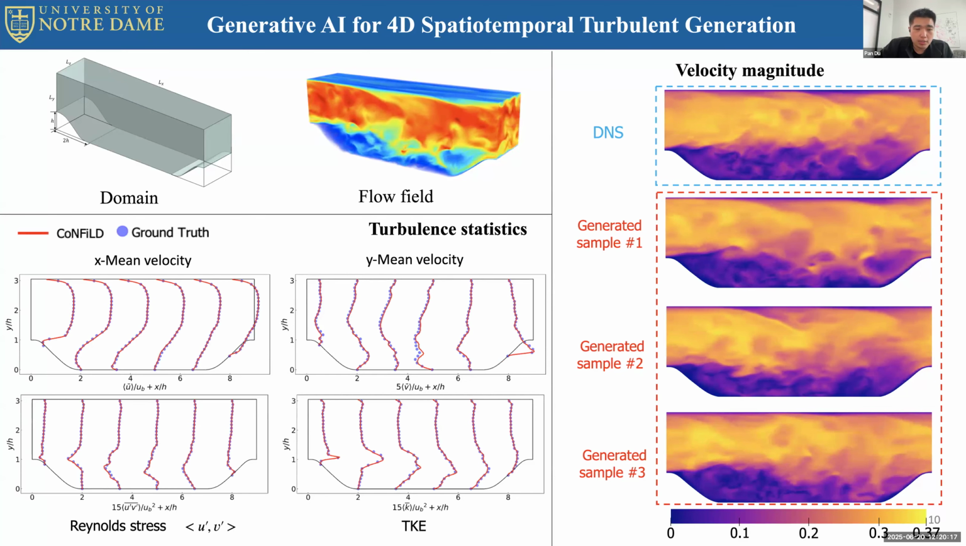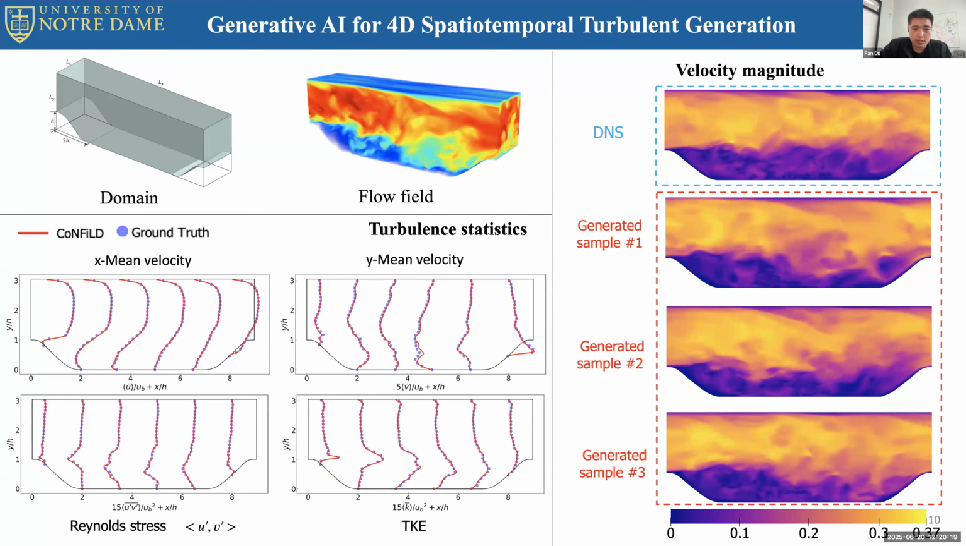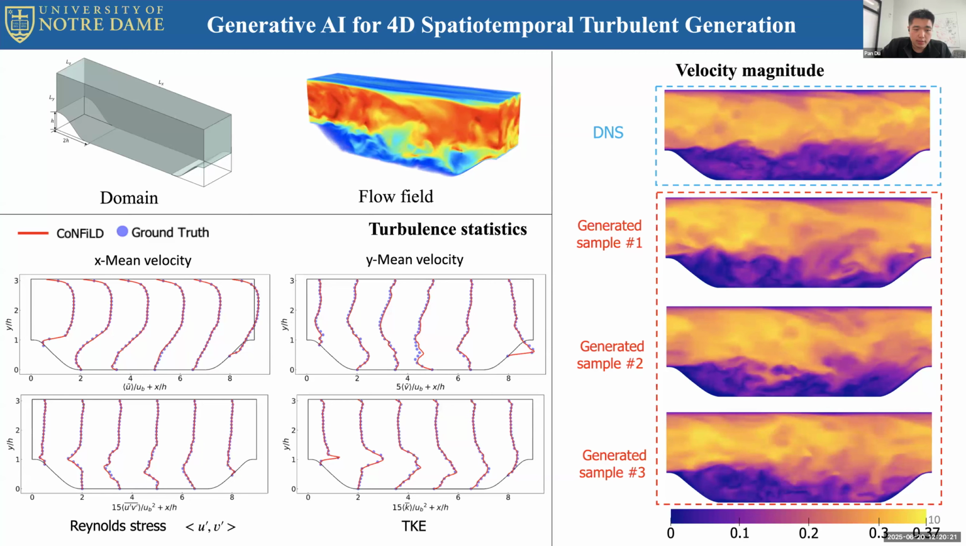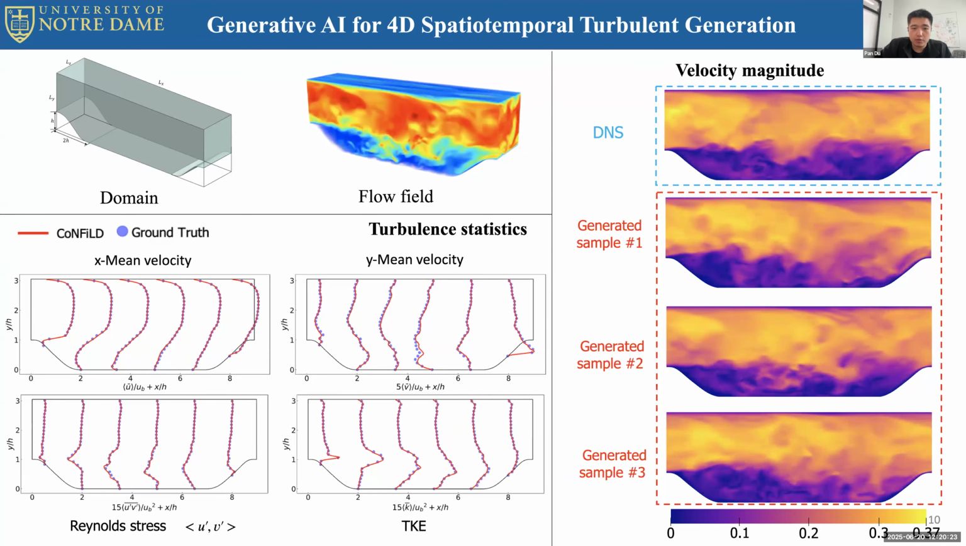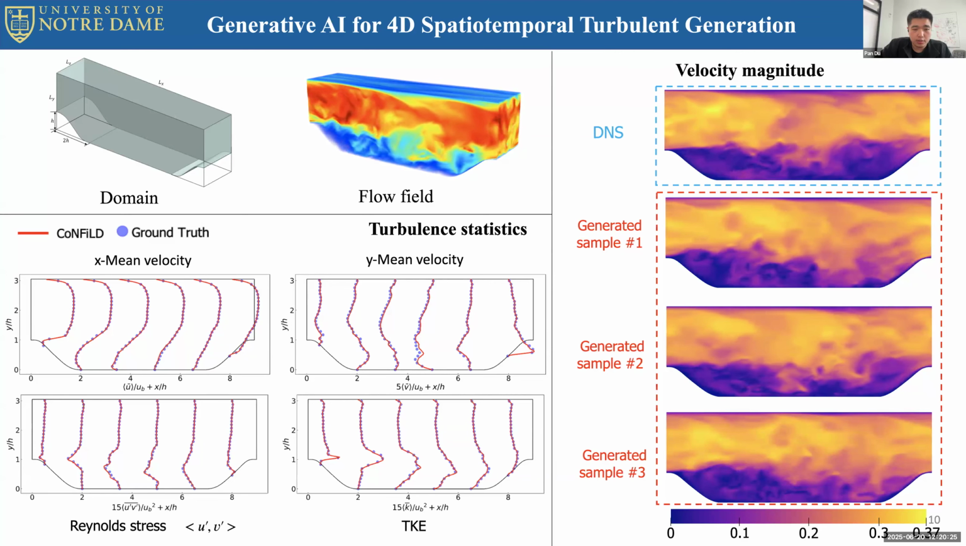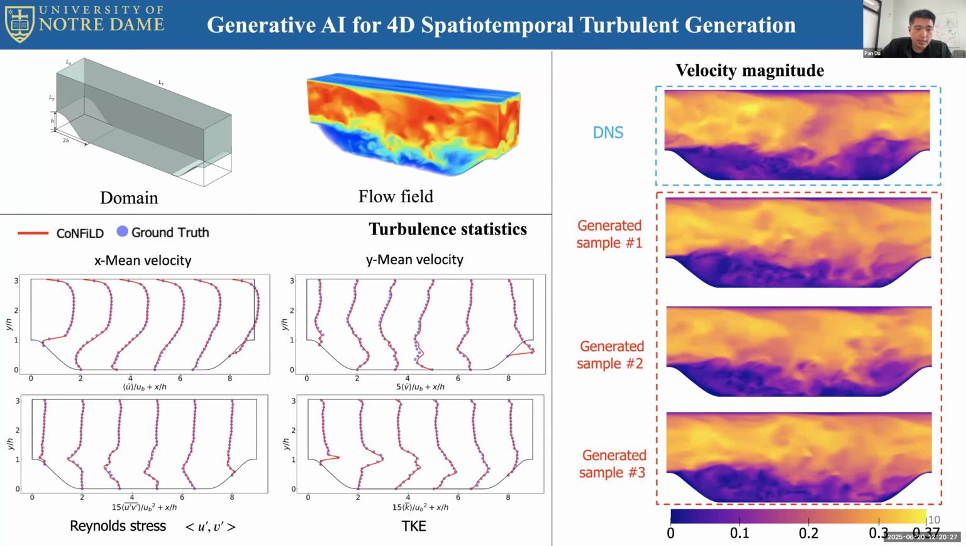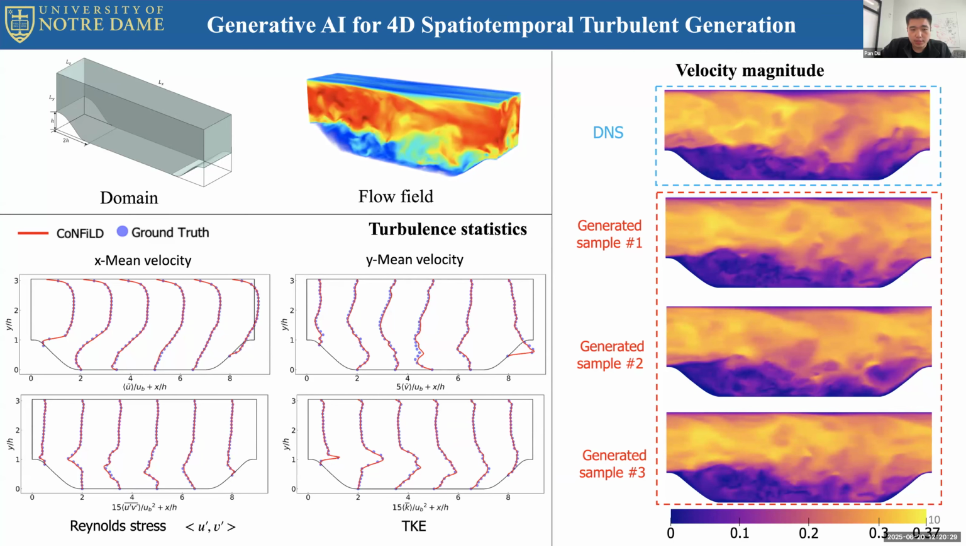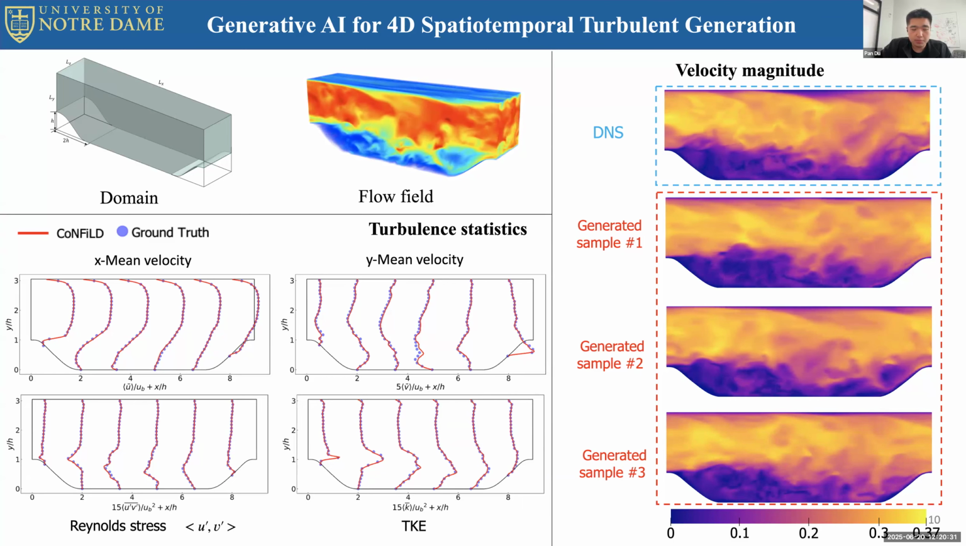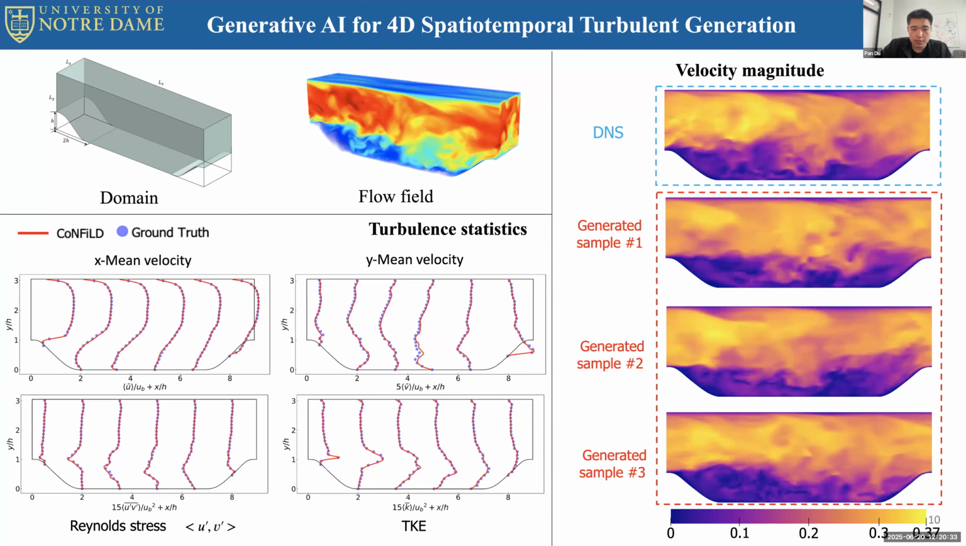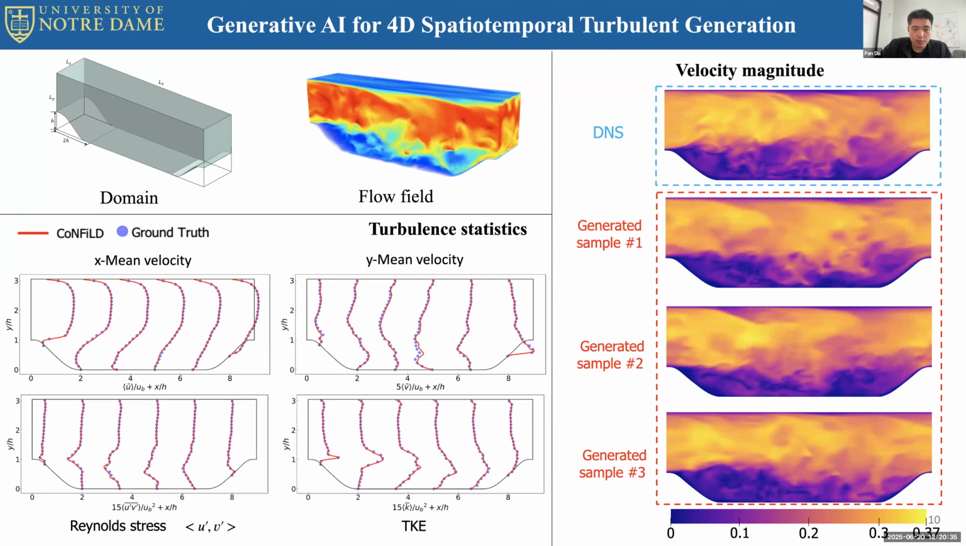And we also plotted out the velocity metrics as well as the spectrum for this periodic Hill case. And we can see that the ground truth, which is highlighted in a scatter plot in blue, and our model prediction are very close to each other.